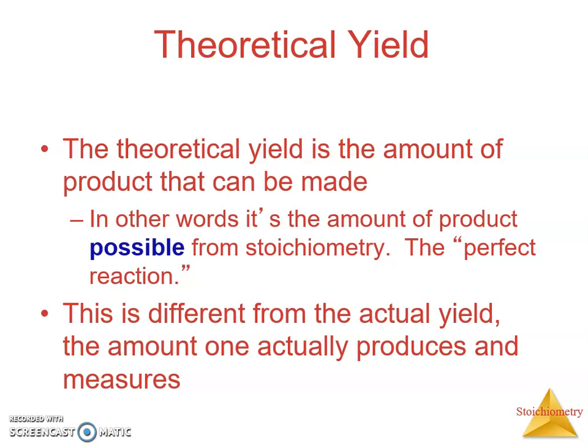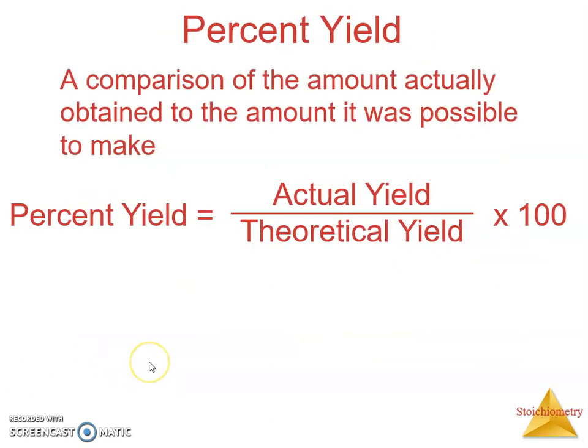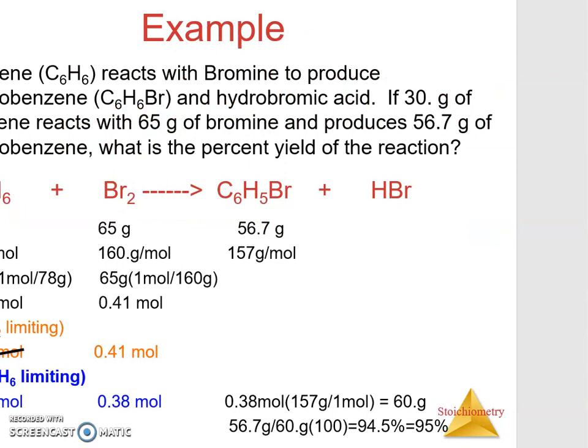You know the theoretical yield. Theoretical yield is the amount of product that can be made. In other words, it is the amount of product possible from stoichiometry, the perfect reaction. This is different from the actual yield, the amount one actually produces and measures. So first you calculate the theoretical yield, then the percentage yield, a comparison of the amount actually obtained to the amount it was possible to make. So actual yield divided by theoretical yield multiplied by 100 is equal to percentage yield.